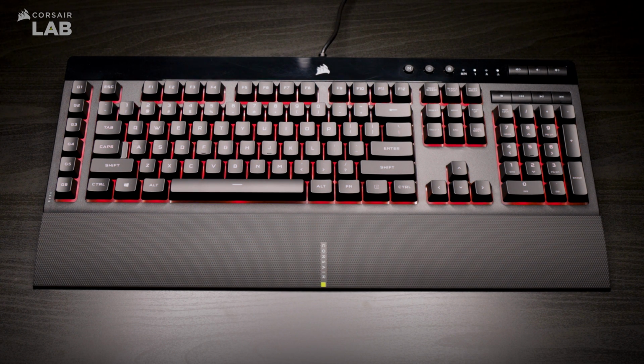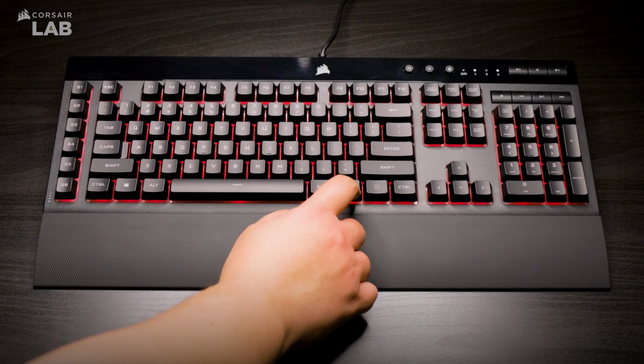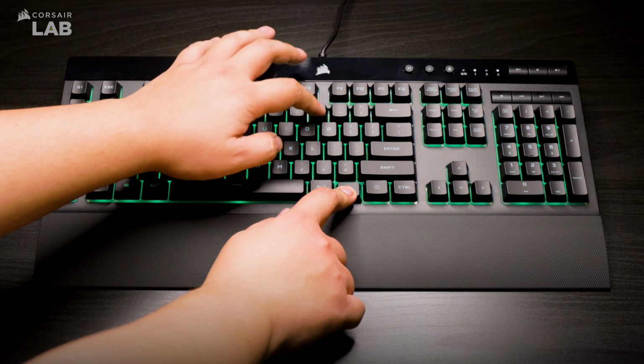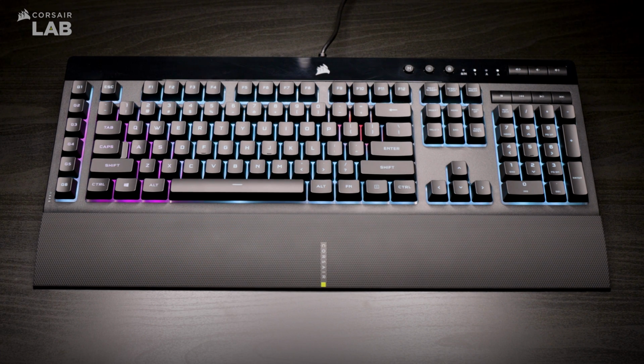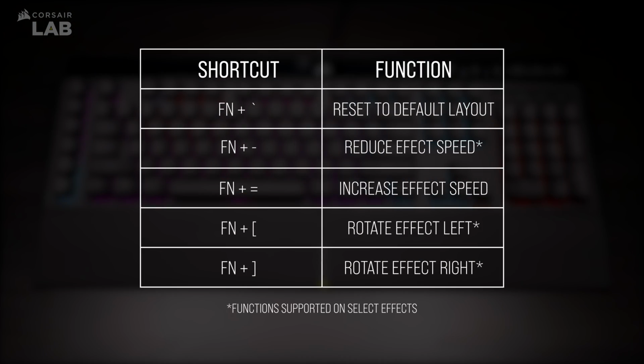For static lighting, you can cycle between different colors by pressing function plus 0 multiple times. Holding the function key and pressing the accent or tilde key will reset the default watercolor effect. Certain onboard lighting effects can be further adjusted with the shortcuts on your screen.